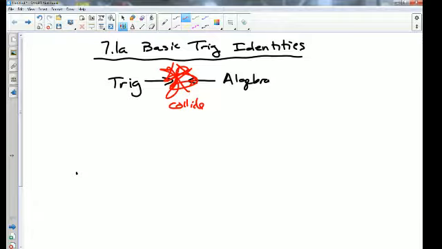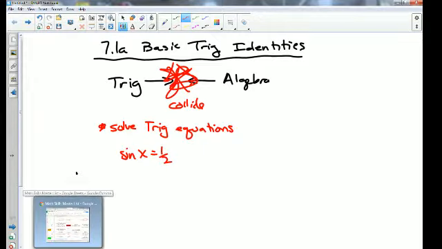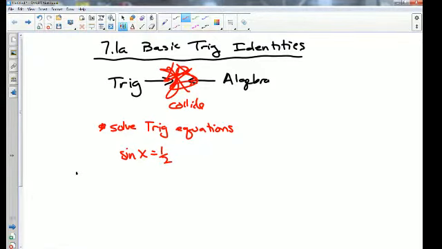The ultimate goal here would be to solve trig equations. You've already done this a little bit. Like if I said the sine of x is 1/2, calculate the value of x. You can use the unit circle. What's the value of x in radians?